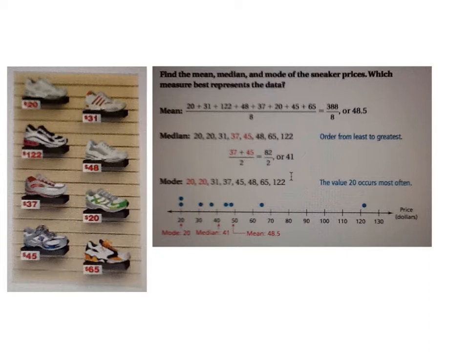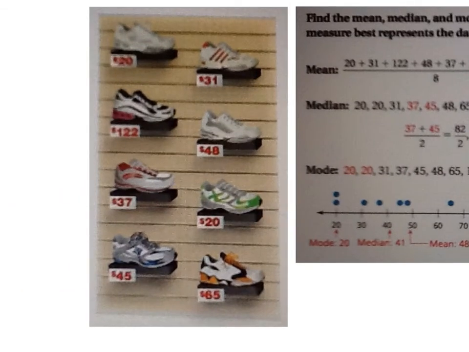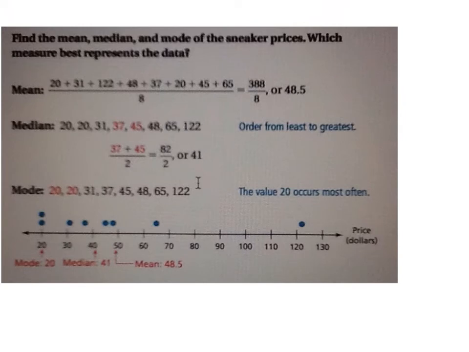Alright, so quickly I just wanted to run through this one problem. I took photos out of the book because I think it's really, really good. So there's a problem in the introduction to this unit where it's talking about sneaker prices, okay? And they give you a picture that has all these sneakers on the wall with different prices. So we got 20, 31, 122, 48, 37, 20, so on and so forth. And what they ask you to do is find the mean, median, and mode of those different prices.